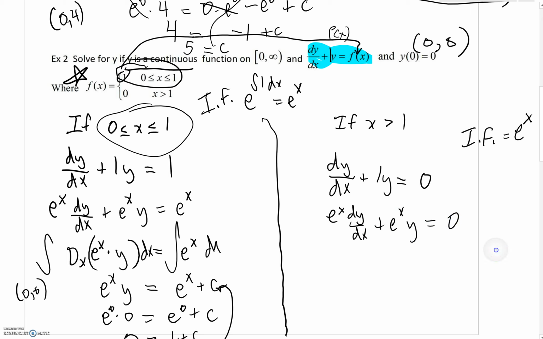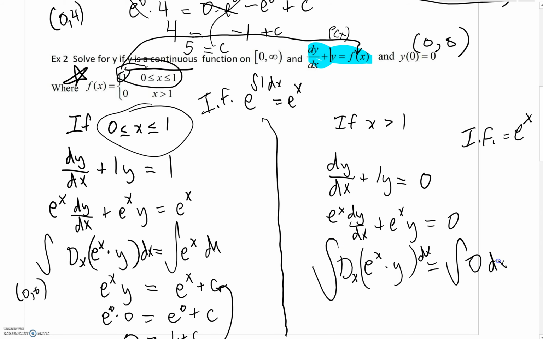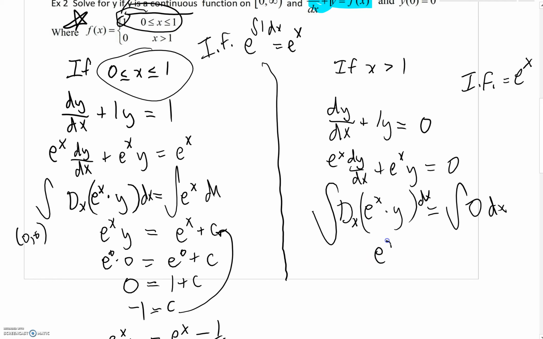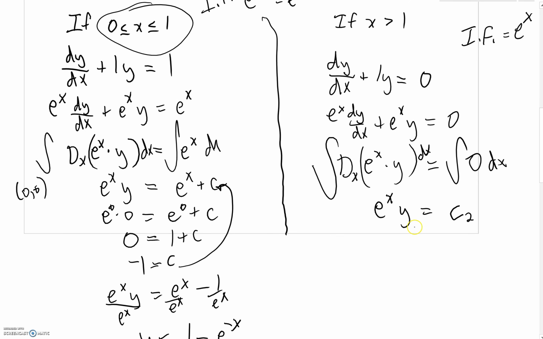E to the x times 0 is a 0. Likewise, this is the derivative of e to the x times y. And we can integrate. And sure enough, you'll get e to the x y, but over here, we'll have some other constant. We'll have, say, a c2. And, wow, we can solve for y. C2 over e to the x, and we can even say that's c sub 2 e to the negative x.